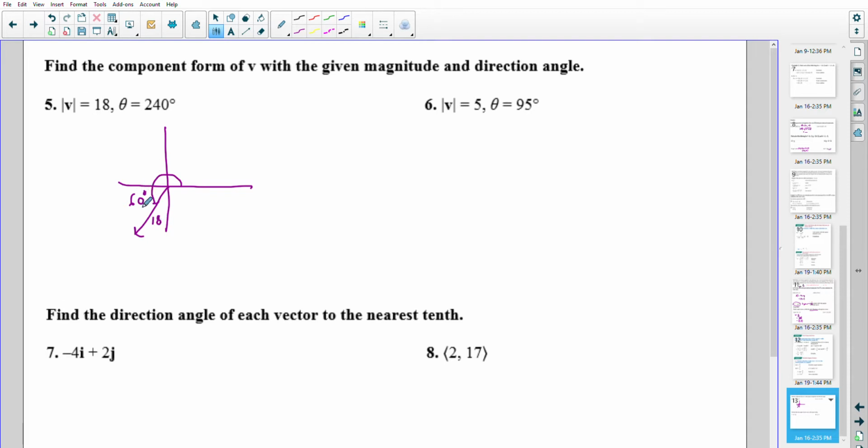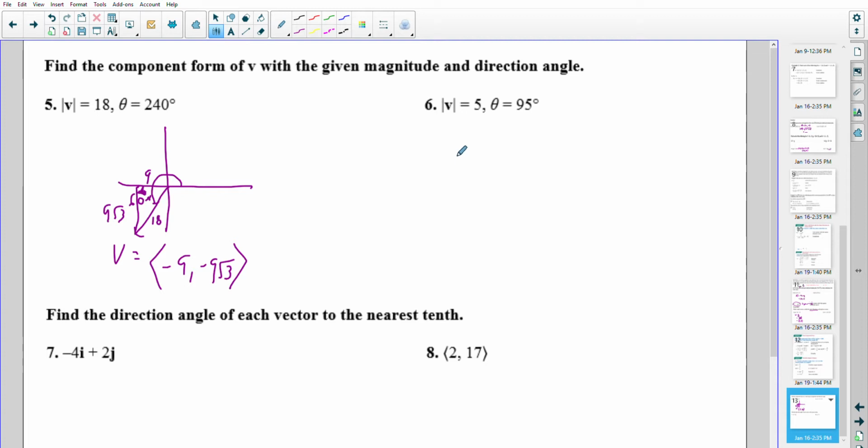Now the question is, what are the components of this vector? It's a 30, 60, 90 triangle. So if you know that this is 60 degrees right here, then this is 30. Therefore, this is going to be 1/2 of 18, or 9, and this is going to be 9 square roots of 3. With that in mind, you can write this down in component form. So v is going to equal, now negatives are very, very important here, I'm going to go this way, the change in x's, which is -9, and I'm going to go this way, change in y's, which is negative 9 square roots of 3.